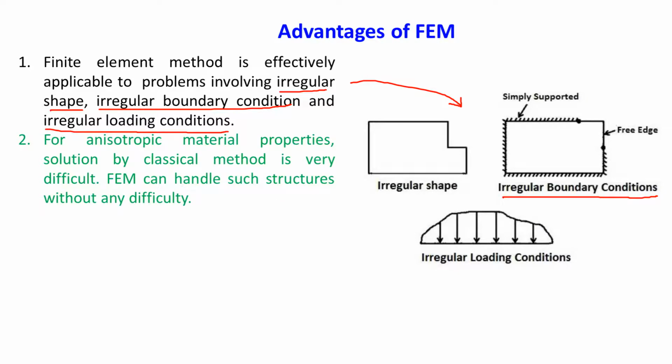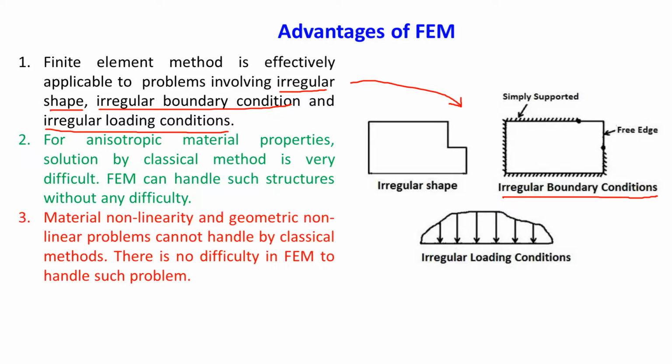Then for anisotropic material properties, solution by classical method is very difficult. Of course, classical methods or conventional methods are very simple to apply if your material is homogeneous or isotropic. But when the material is anisotropic, it's very difficult to use the classical or conventional methods. So FEM can handle such structures without any difficulty. So this is where FEM is advantageous.